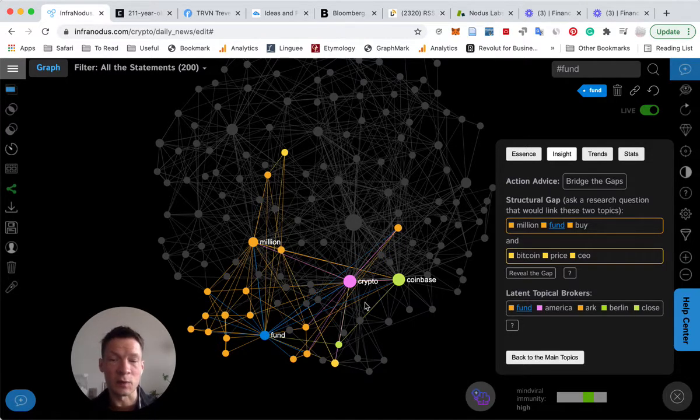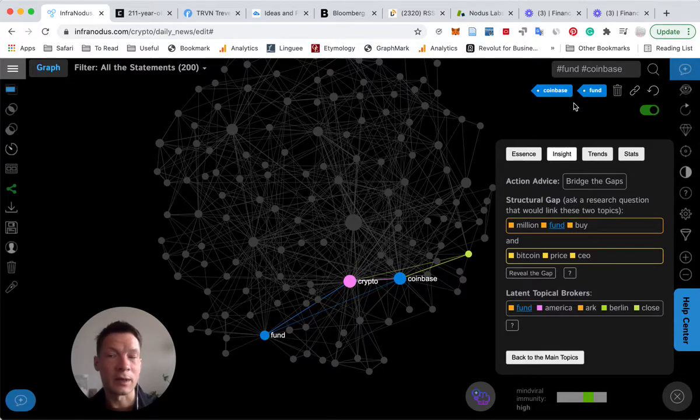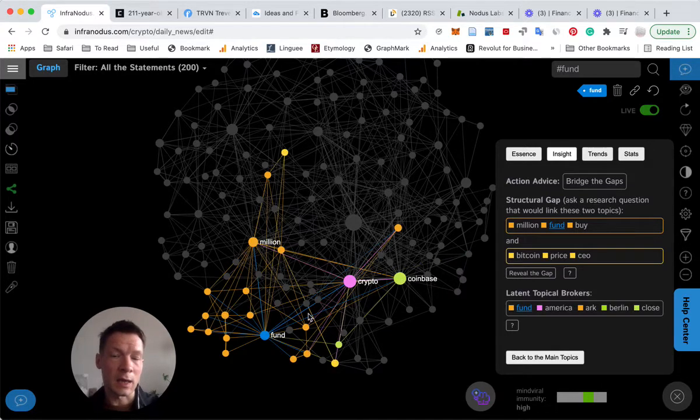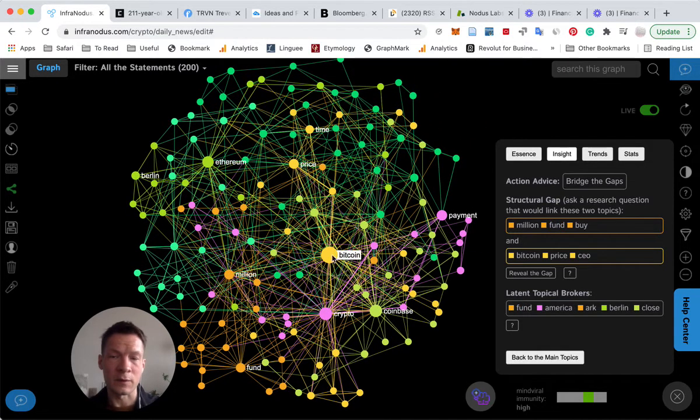I can also be more specific and see in which context, for instance, Coinbase and fund are used together. And then I can see here how Cathie Wood's ARK funds now hold over 1 million Coinbase shares. So they also invested into Coinbase. So then I can really understand that they're investing not only in cryptocurrencies, but also in the different types of infrastructure which is created around it. And for me, it can be an interesting insight. It's basically a good signal for crypto.